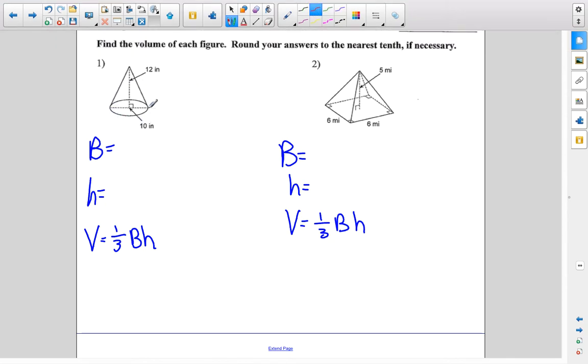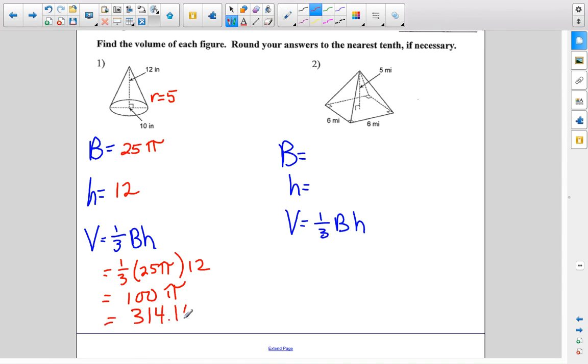Okay, so when I look at this circle here, it looks to me like the diameter is 10 because they're showing a line that goes all the way across. So that means our radius is 5. So the area of my base would be 25, or 5 squared, times pi. My height is perpendicular, that's the 12. So for my volume, I want to do 1/3 times 25 pi times 12. So I'm going to end up with 100 times pi, which if you put that in your calculator, you'll get 314.16 inches cubed, rounding to the hundredths, or 314.2 if you're rounding to the tenths.